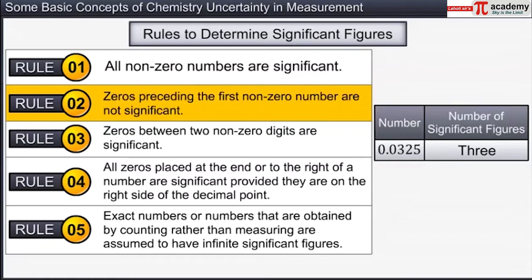Such zeros indicate the position of the decimal point. For example, 0.0325 contains 3 significant figures.